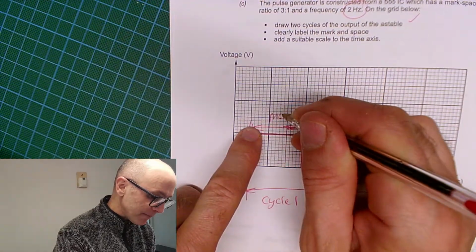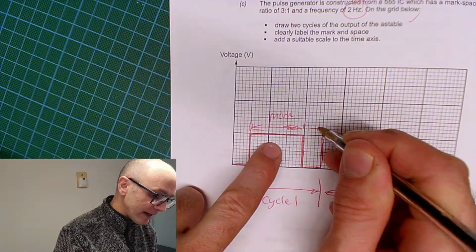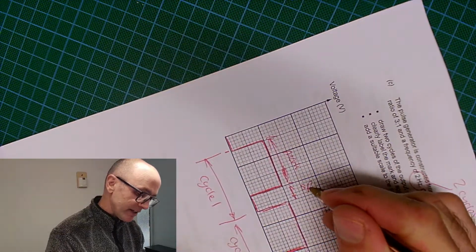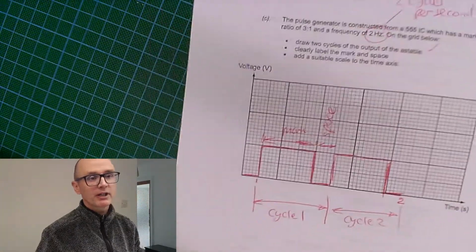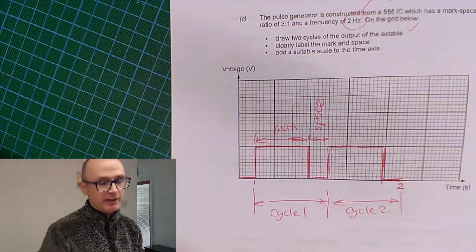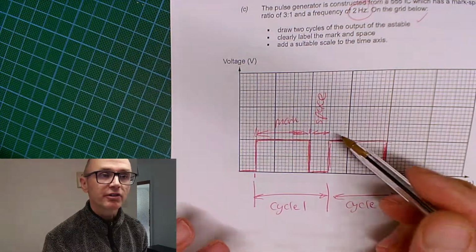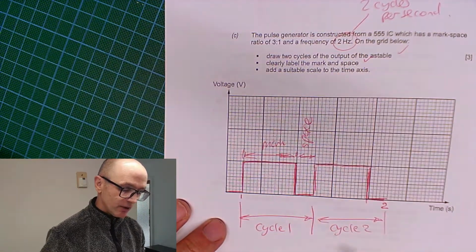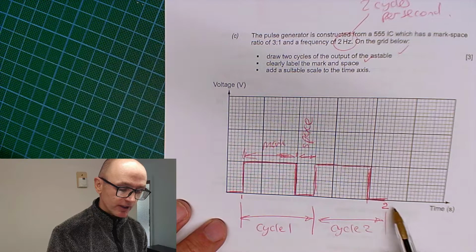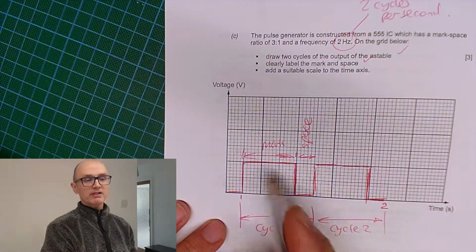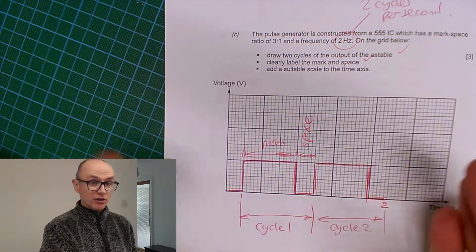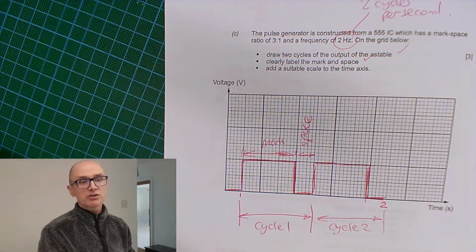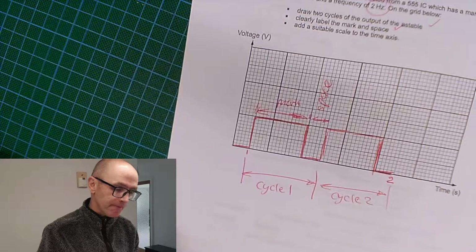So that's the mark. That part there, I just rotate it around, that part there is the space. So we've got the mark and space, and then we've got the mark and space, but I don't think we need to do it twice so far. So we've done that, and then add a suitable scale. Well, I've done the scale because I've got 1 second and then 2, so that's 1. But as I say, you could compress all this in if you wanted. That's no problem so long as your scale is appropriate.